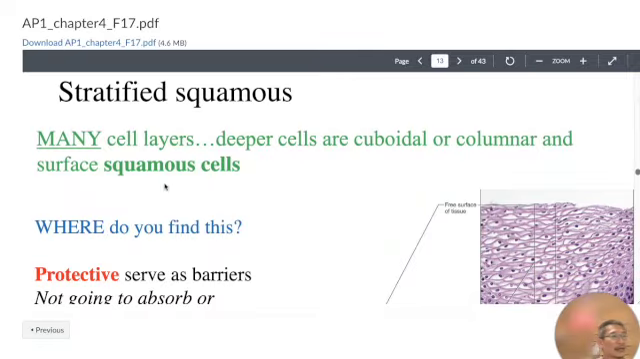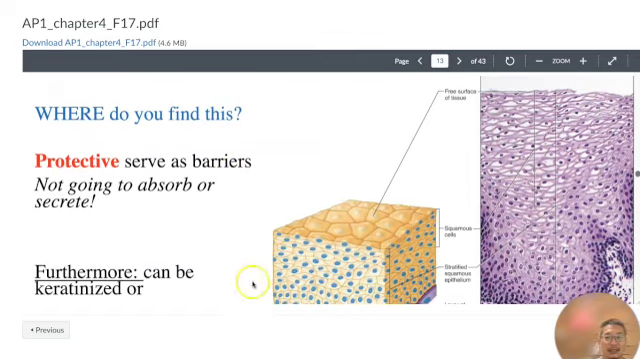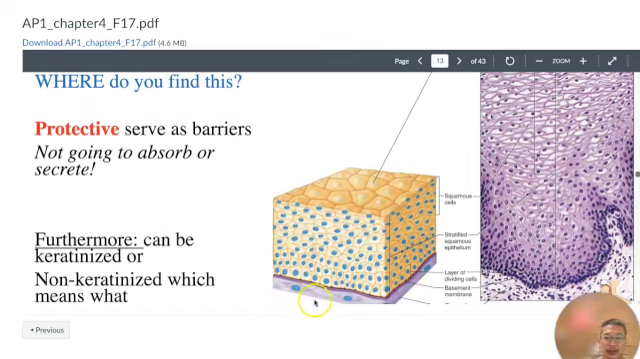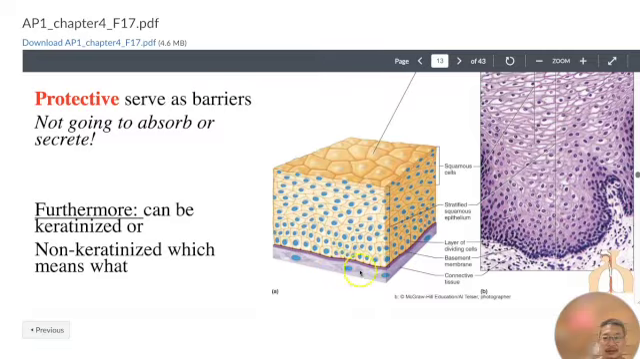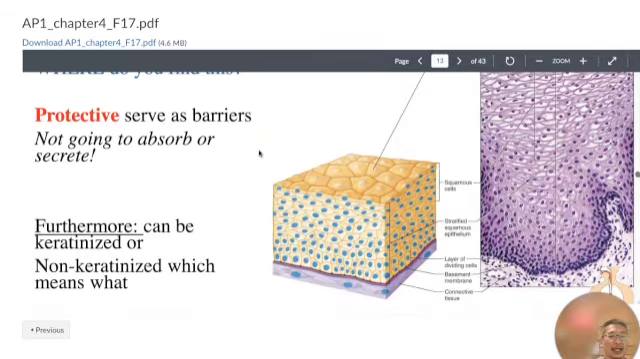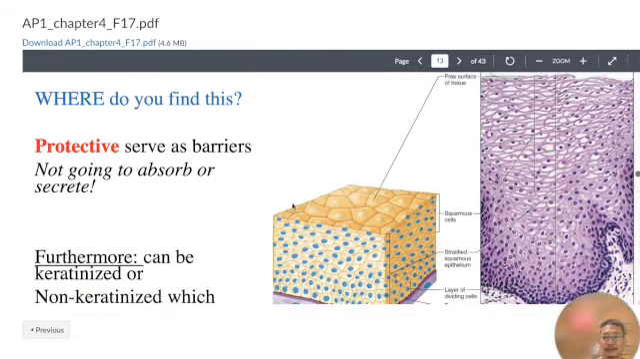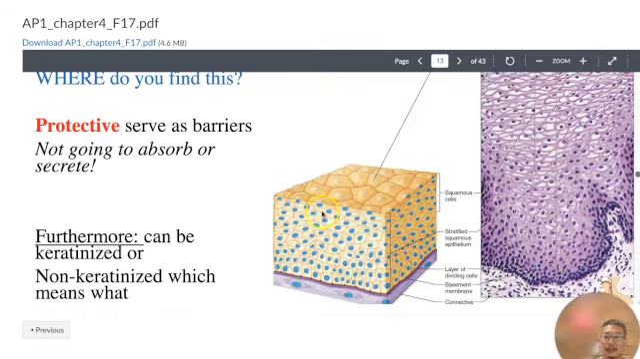Stratified squamous. Now they are more stacked up together. So here's the basilar membrane. The top one, usually it's already dead, and they are keratinized. Keratinized, it's already dried. It's protective like your skin, right? So this is actually a skin model.